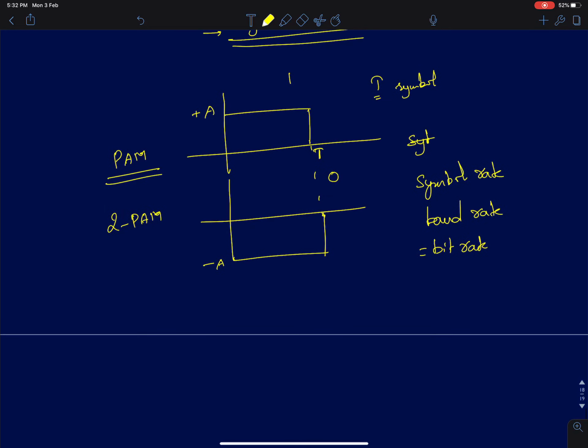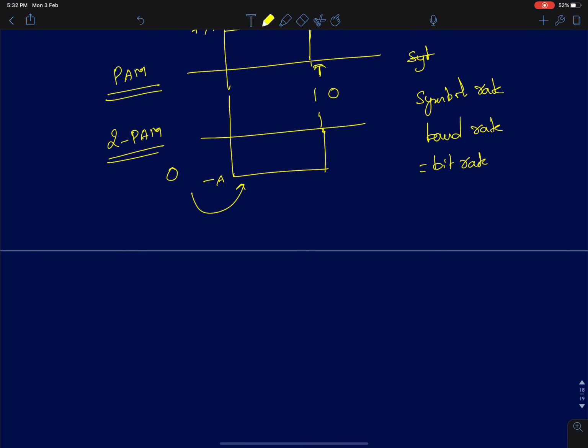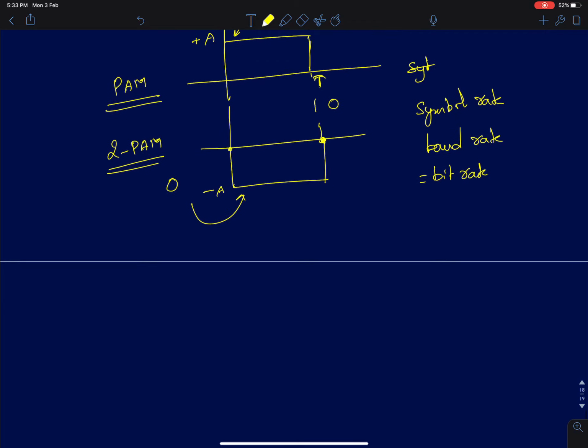So that's something to keep in mind. Now I'll take the simplest case of 2PAM, which means I'm going to have only 2 levels, which means I can only represent 1 bit. There is only 1 bit of information in one symbol interval, where T here is your symbol interval. For bit 1 I'm going to transmit plus A, for bit 0 I'm going to transmit minus A. Now what I'll do is, I'll do the entire analysis in signal space. I'll tell you why I'm doing that. First, I'm going to do this analysis in signal space.